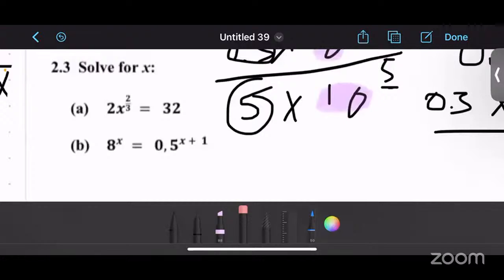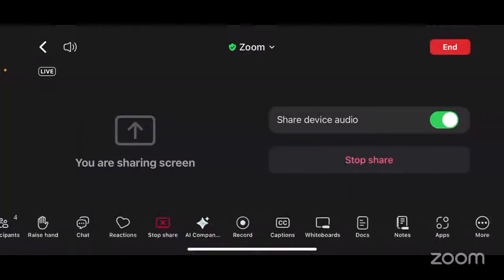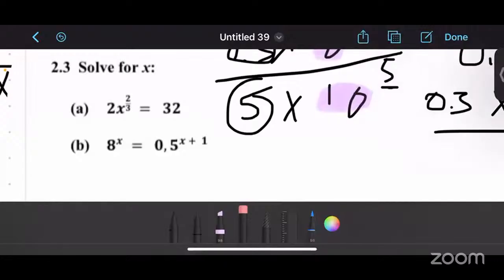Solving for x. So the first one over here, they say 2x to the power of 3 over 2 is equal to 32. I'm not sure if Busisi is still in here. Actually, let's see. Oh no, she's not in here. Okay, let's go to Langeli. Langeli, what is the first step that we're going to take from here? 2x to the power of 2 over 3 is equal to 32. What is the first thing that you can do here?